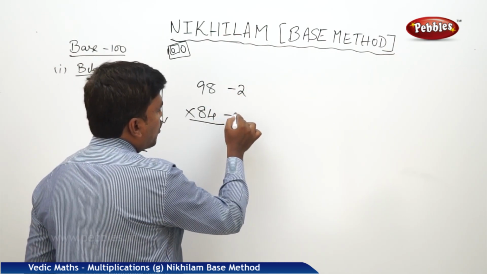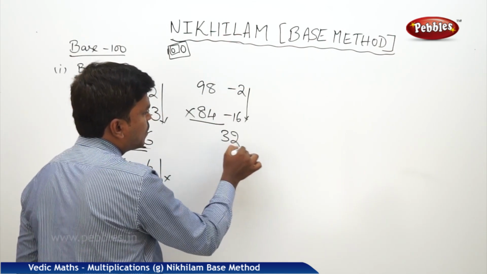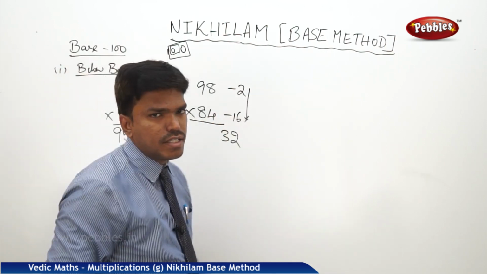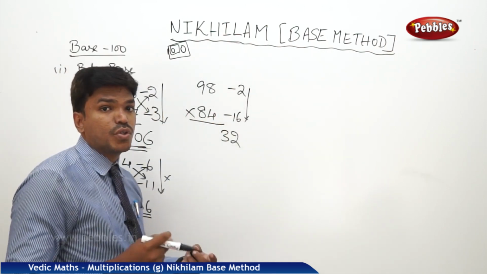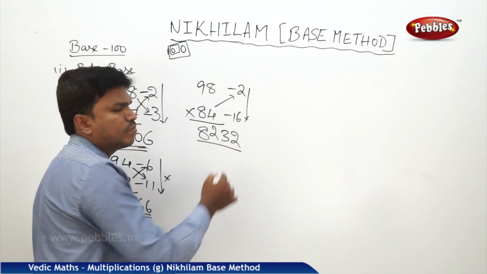Here, how much? Minus 16. So minus 2, minus 16, plus 2 16s are 32. Okay, 98 minus 16 is easy, or 84 minus 2 is easy. Which one is better to do? Yes, 84 minus 2 is easy. So my answer is 8232.